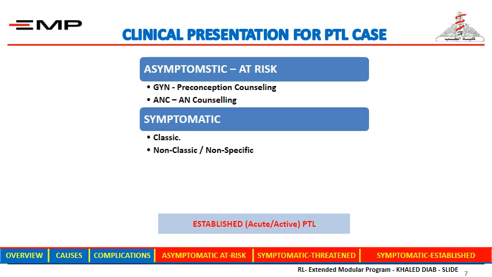Preterm labor may be presented to the OB/GYN physician either as an asymptomatic at-risk woman at her preconceptional visit or in her early antenatal visit, or she may present with classic symptoms such as uterine contractions or lower abdominal heaviness, or non-classic, non-specific symptoms such as backache or excessive vaginal discharge during her antenatal care.